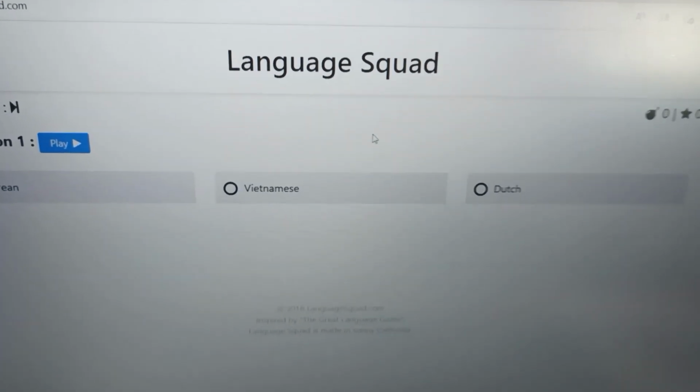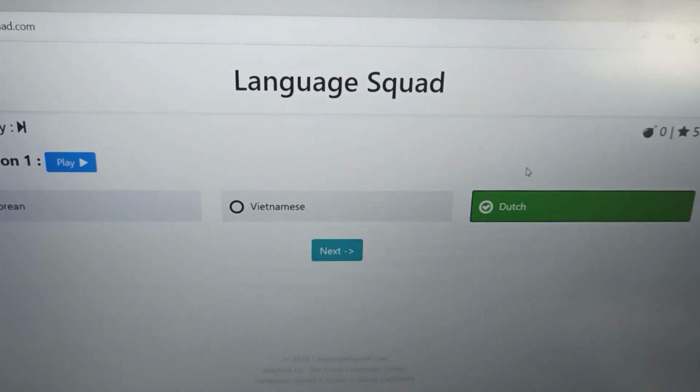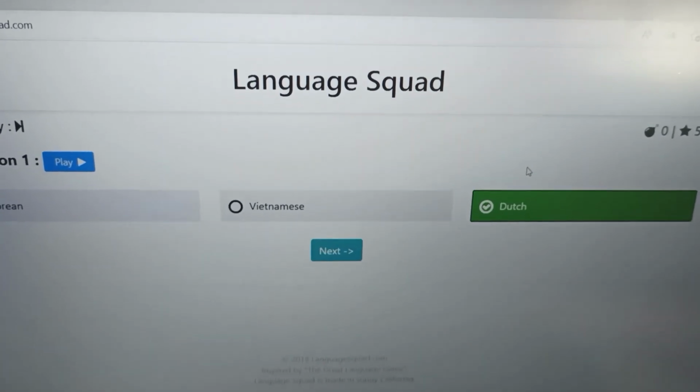Sometimes it's hard to distinguish the Dutch language. Dutch sounds maybe a little harder for me.